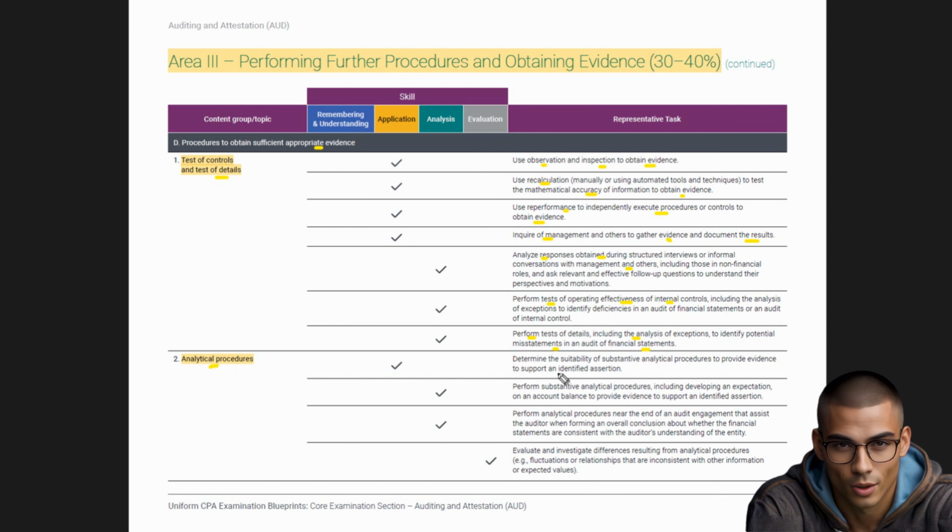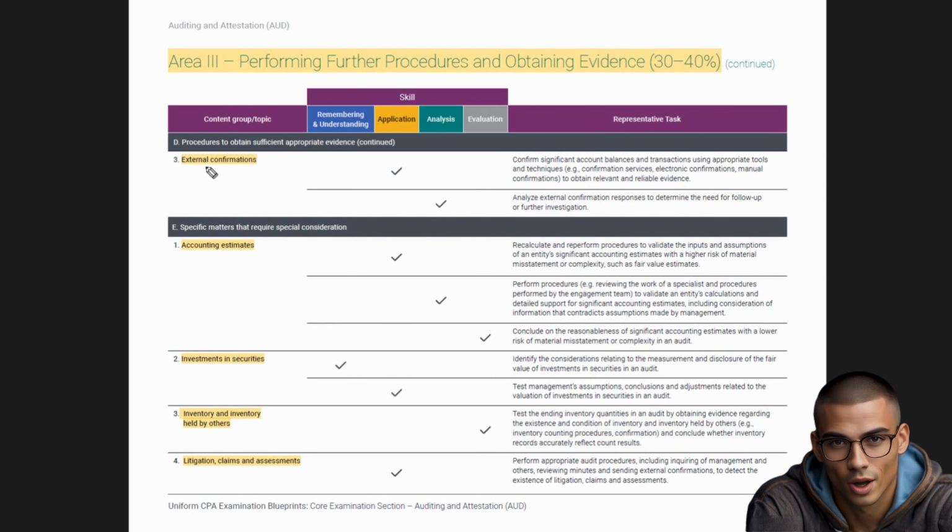Next, we have analytical procedures, where you'll need to be able to determine the suitability of substantive analytical procedures to provide evidence to support an identified assertion. You'll also need to be able to perform substantive analytical procedures. You'll need to be able to perform analytical procedures near the end of an audit engagement that assist the auditor when forming an overall conclusion. And you'll need to be able to evaluate and investigate the differences resulting from analytical procedures.